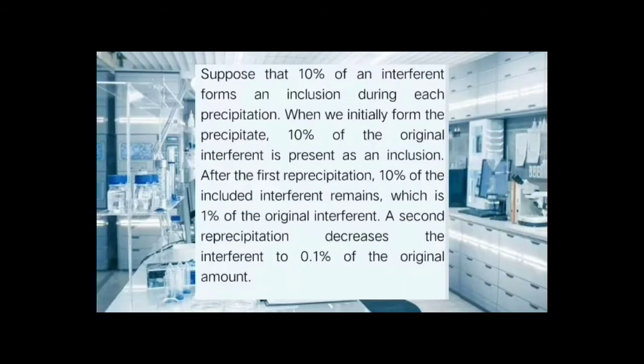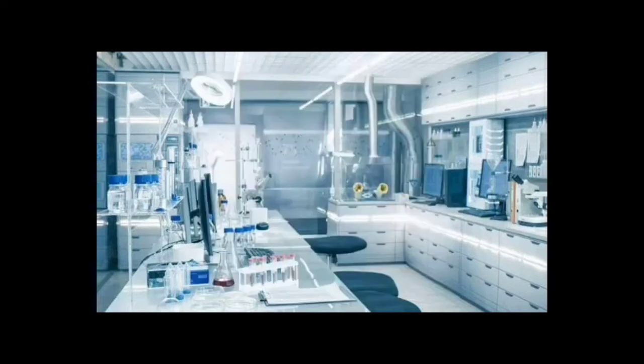Suppose that 10% of an interferent forms an inclusion during each precipitation. When we initially form the precipitate, 10% of the original interferent is present as an inclusion. After the first reprecipitation, 10% of the included interferent remains, which is 1% of the original interferent. A second reprecipitation decreases the interferent to 0.1% of the original amount.